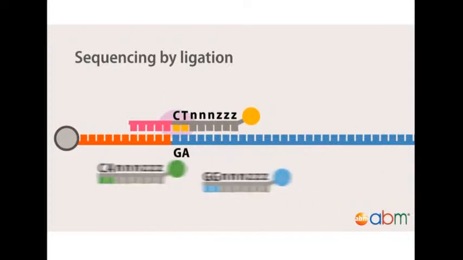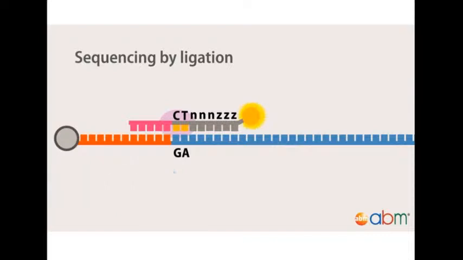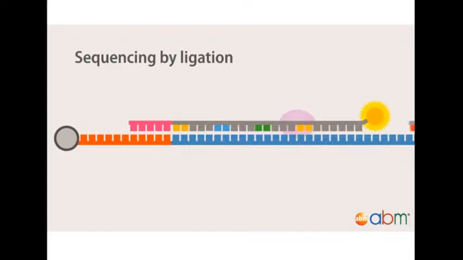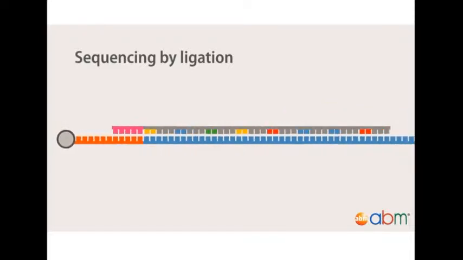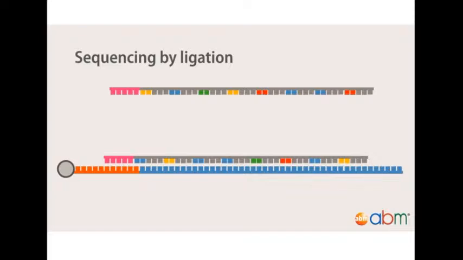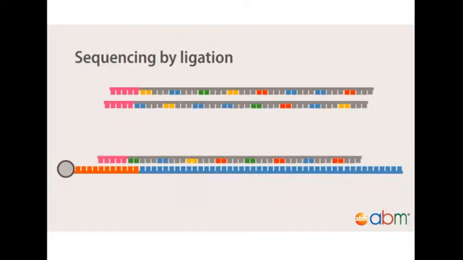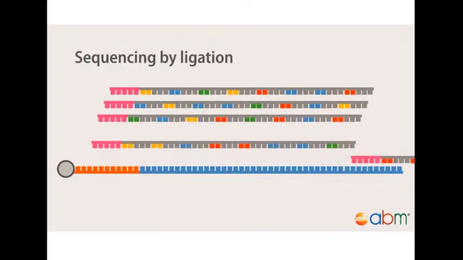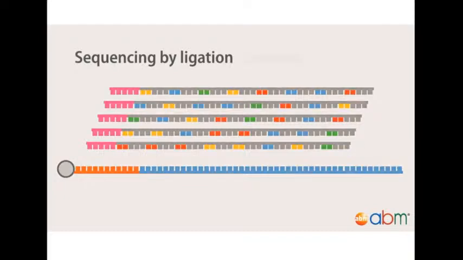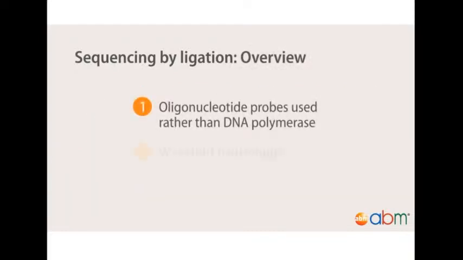Unbound oligonucleotides are washed away, then the signal is detected and recorded. After that, the fluorescent signal, along with the last 3 bases of the octamer probe, are cleaved, and then the next cycle commences. After approximately 7 cycles of ligation, the DNA strand is denatured and another sequencing primer, offset by 1 base from the previous primer, is used to repeat these steps. In total, 5 sequencing primers are used. The major disadvantage of this technology is the very short sequencing reads generated.